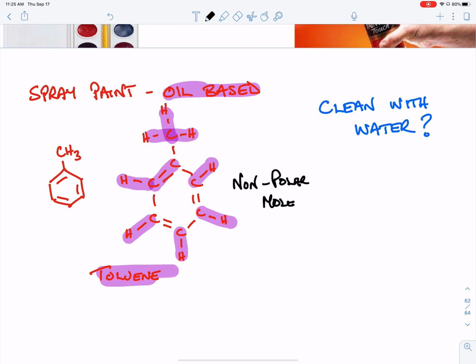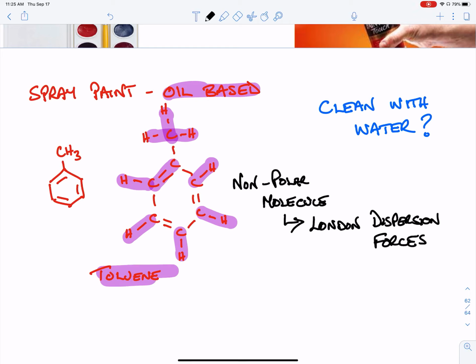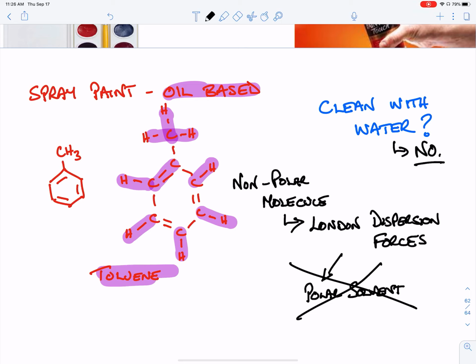And so this molecule is a non-polar molecule. Therefore, it doesn't have a dipole. So it's going to have London dispersion forces because there's no permanent dipole. And London dispersion forces are not going to mix with something that's a polar solvent. So if we used water, it would not dissolve in a polar solvent. So you couldn't use water. No. You would need to use something else that had London dispersion forces or a non-polar solvent.